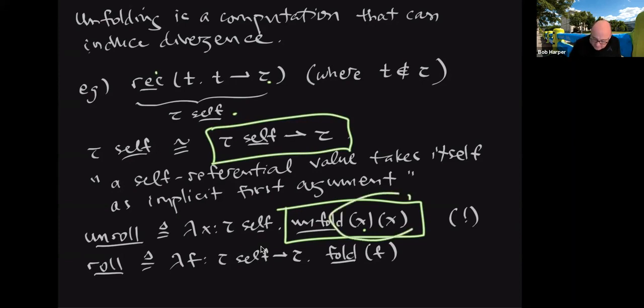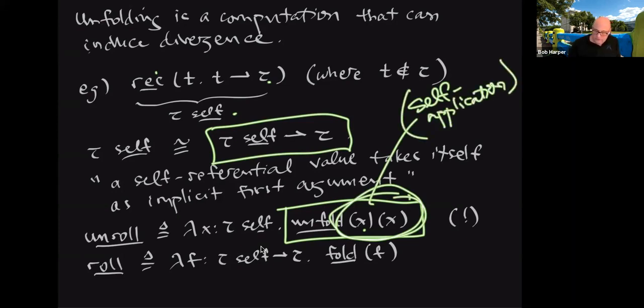So this is the coolest idea. This is the idea of self-application. And Kleene and Rosser discovered this when they were Church's students in the 1930s.